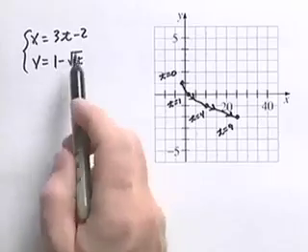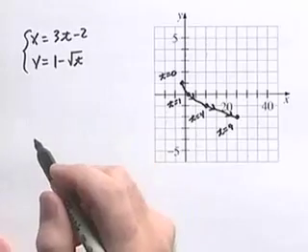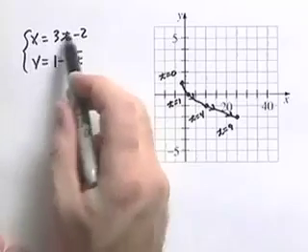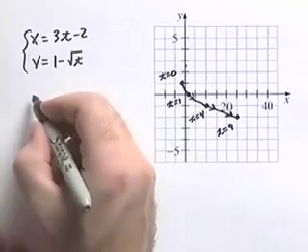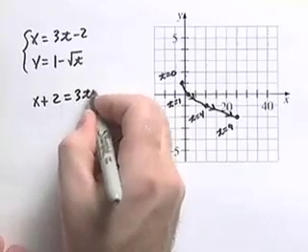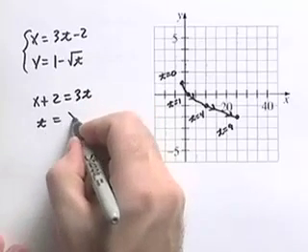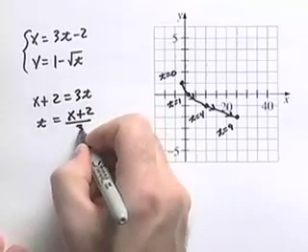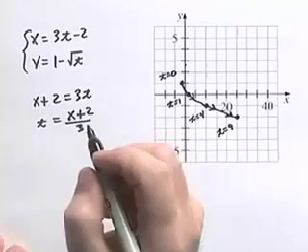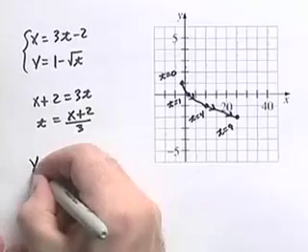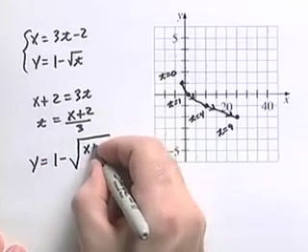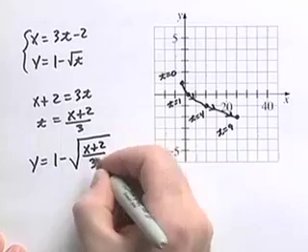To do that, we need to eliminate the variable t from our equation. We're going to start by solving this first equation for t. So we're going to have x plus 2 is equal to 3t, which will give us that t is equal to x plus 2 divided by 3. If we substitute this result for t into our second equation, we'll get that y is equal to 1 minus the square root of x plus 2 divided by 3.